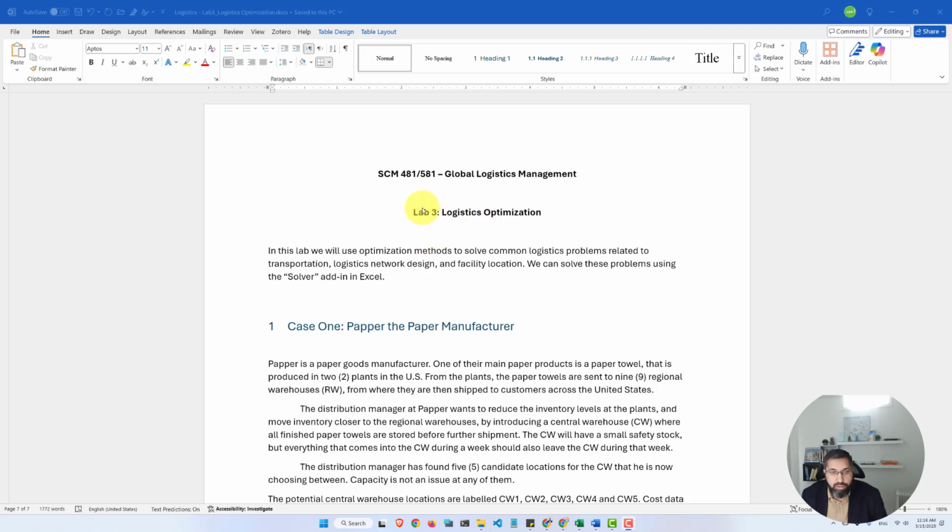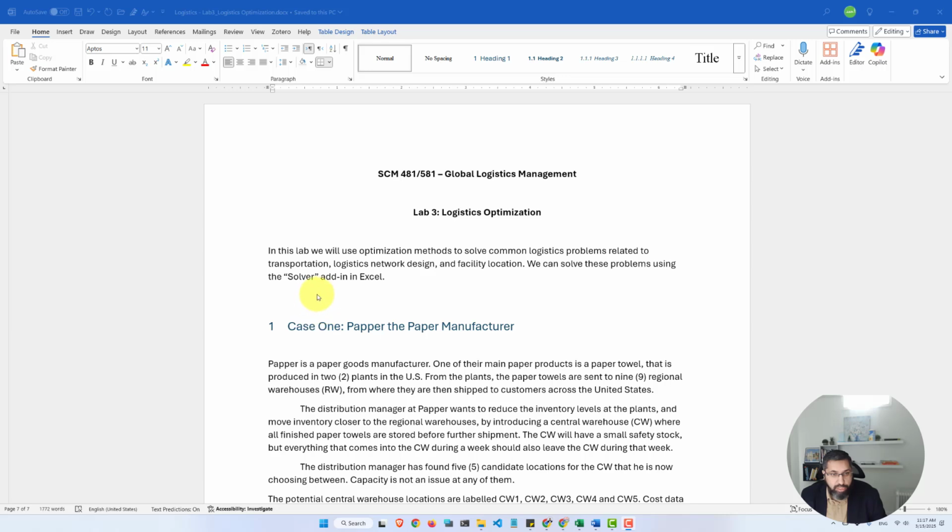Okay, welcome to Lab 3 of Global Logistics Management. In this lab, we're going to do two mini cases on logistics optimization. And logistics optimization is trying to solve transportation problems, facility decision problems, logistics network design problems in order to reduce or minimize total cost or maximize profit.